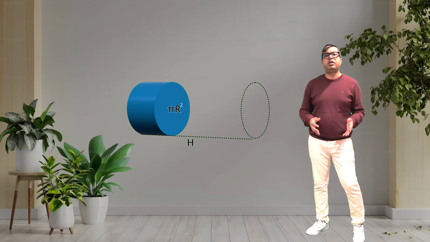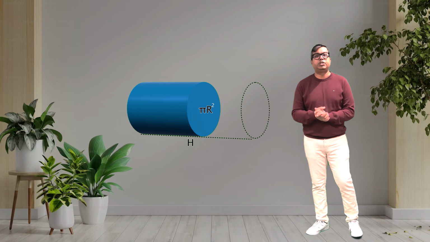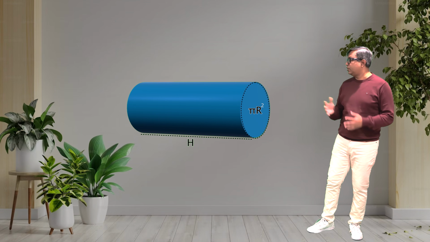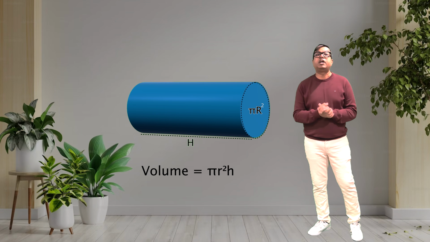Now that we have seen basic shapes like a cube and a cuboid, let's switch on to some of the more complex shapes and look at how to visualize their volume. Similarly, the volume of a cylinder is again area in motion, the area of a circle, pi r square, moving across the height h. So it makes a volume of pi r square h, right?